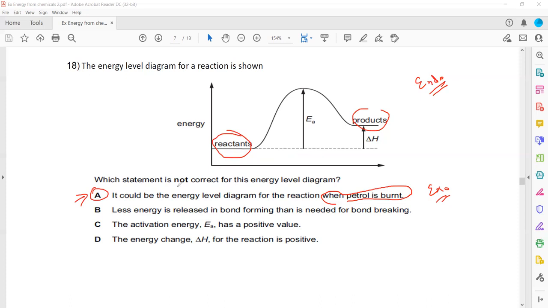In the question they're asking which statement is not correct. The first statement says it could be the energy level diagram when we burn petrol. Combustion of petrol is exothermic, but this energy level diagram is not for exo, it is for endo. So that's why A cannot be the right statement. Why is B correct? Less energy is released when bonds form, because it's an endothermic reaction; bond breaking energy is more than bond forming. That is true. The activation energy is positive, that's also true, and the energy change, the difference in energy of reactant and product, is also positive.